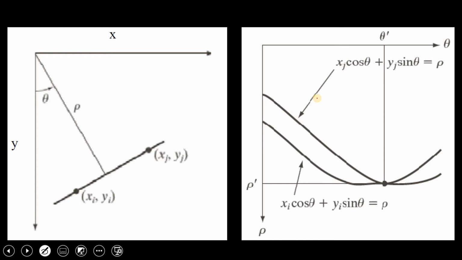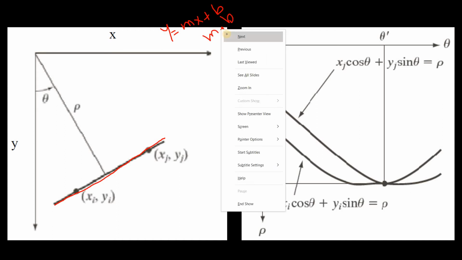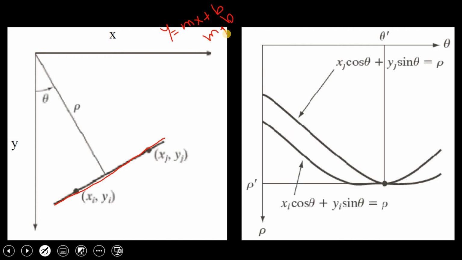If you look over here, any line you want is represented by two values. Remember, previously we had the line represented by two parameters. The parameters at that time were m and b. If you know m and b, you can draw the line. Same thing here. You have two parameters, but this time the parameters are quite different.